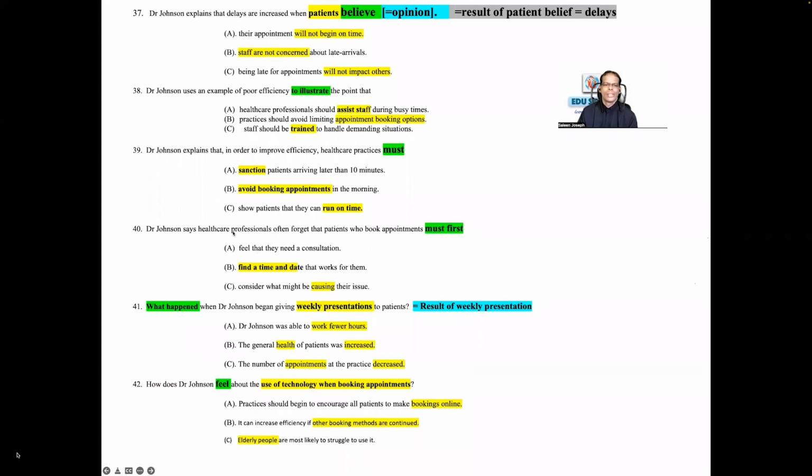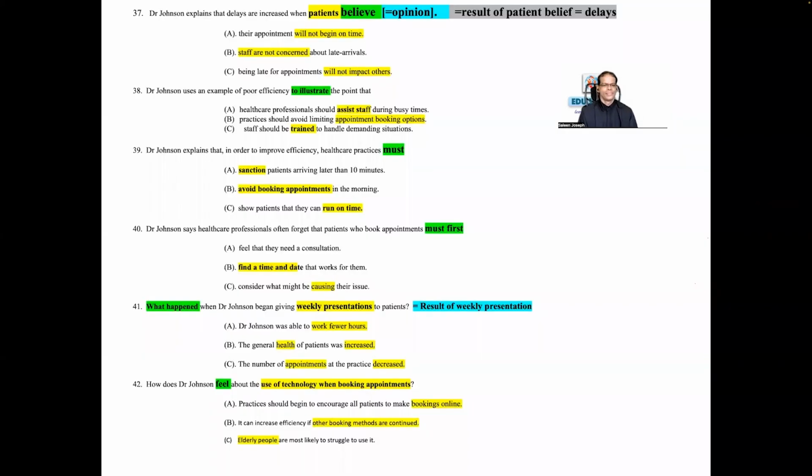So Dr. Johnson says healthcare professionals often forget that patients who book appointments must first. What should they feel, or what should happen from their side? Feel that they need a consultation, find a time and date that works for them. Now you see, who is supposed to do this here? Patients who took appointments must first find a time and date that works for them. It's not health professionals. Then there is consider what might be causing their issue. Who? Patients cannot consider their issue, right? Now, who is working on efficiency? Health professionals. But here, what is the patient supposed to do? That is the question here. So you'll have to find out the answer.